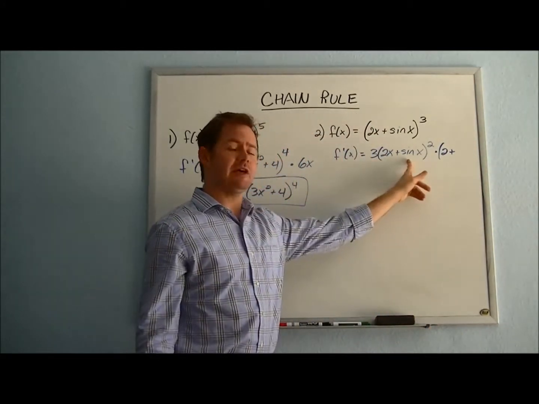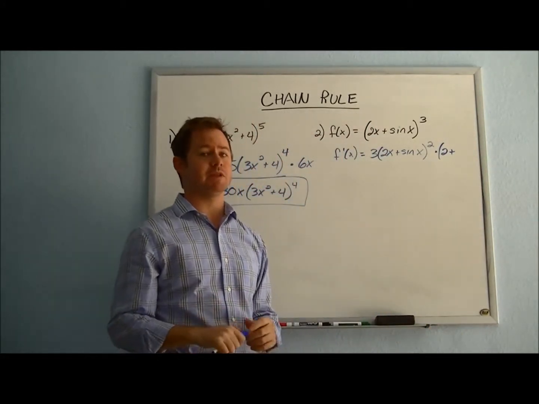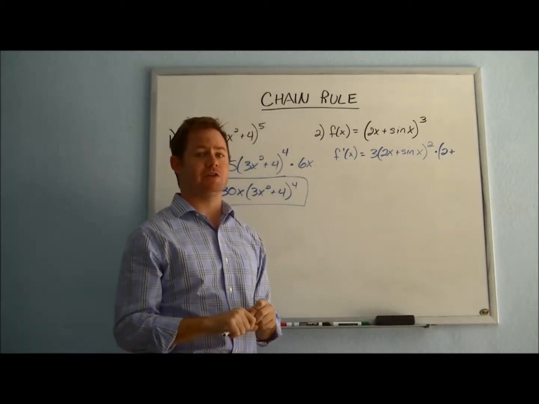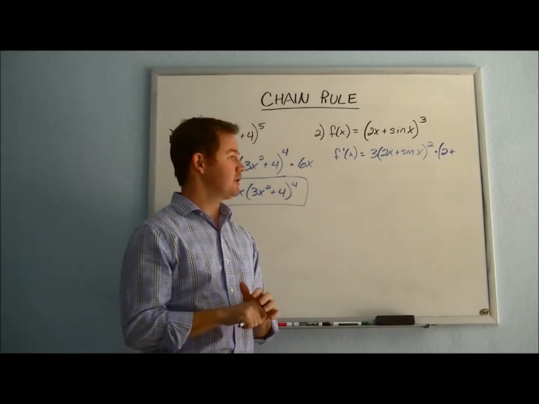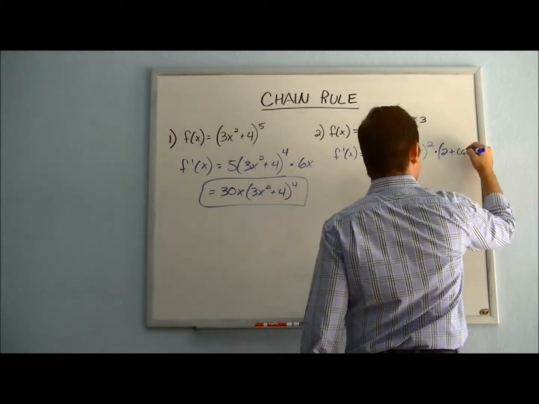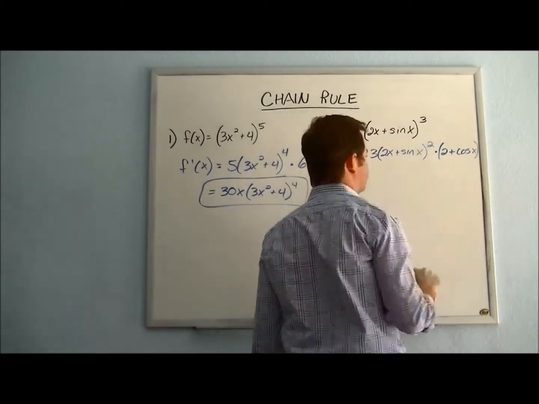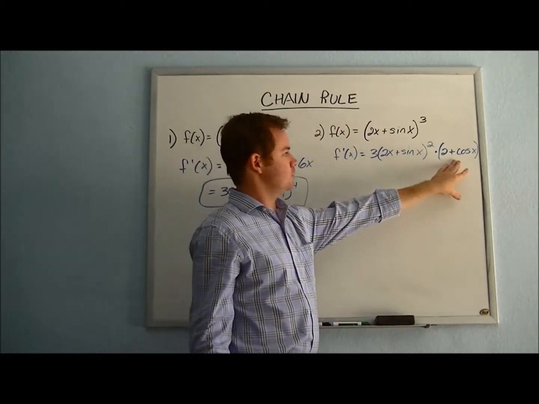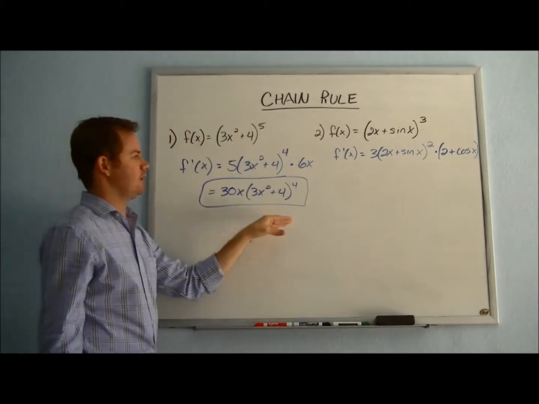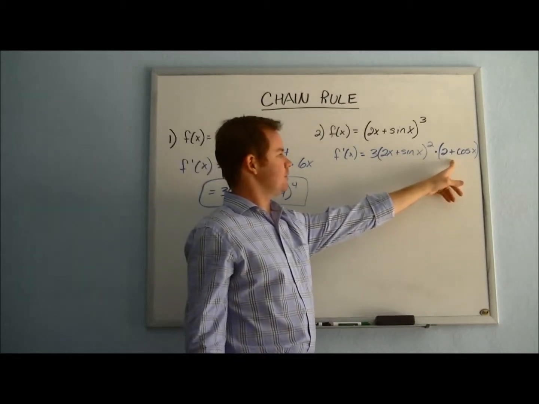And the derivative of sine x, for your trig functions, that is something that you should memorize. If you haven't already gone through those, then you'll want to start memorizing those. Flashcards are a great way because it's something that will come up a lot. And here the derivative of sine is cosine. So we'll have 2 plus cosine of x. And similarly to what we did in number 1, we can then simplify this a little bit.